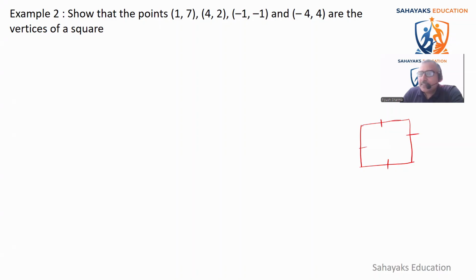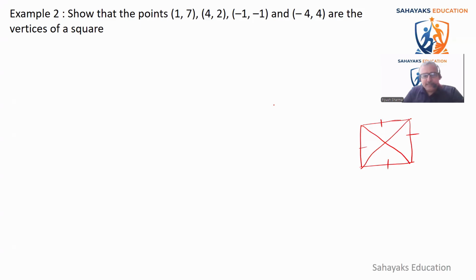So what are we going to do? We need to check their diagonals also. When we check the diagonals, if the diagonals are equal, that means it is definitely a square. Or alternatively, we can check the diagonals, and if the diagonals are equal and 2 of the sides are equal, we can say that this is a square.